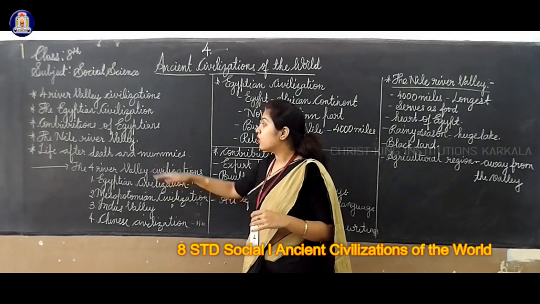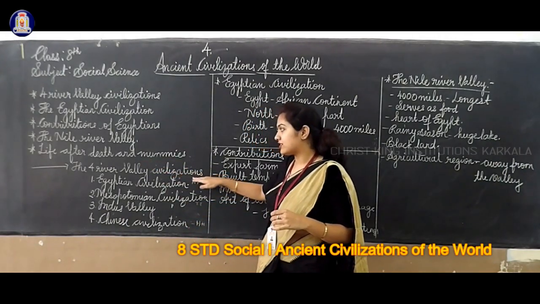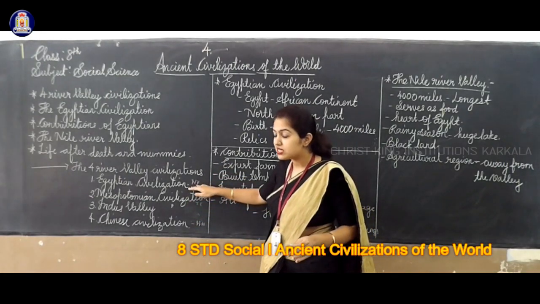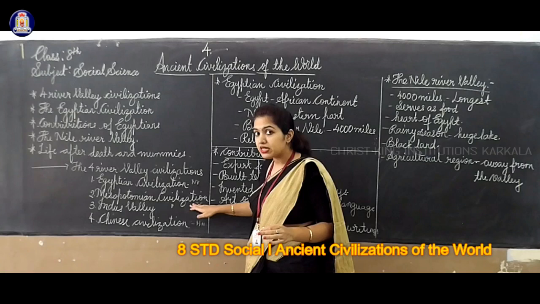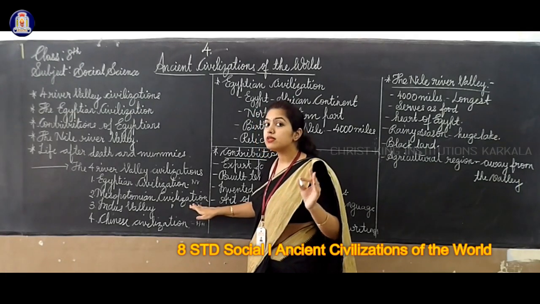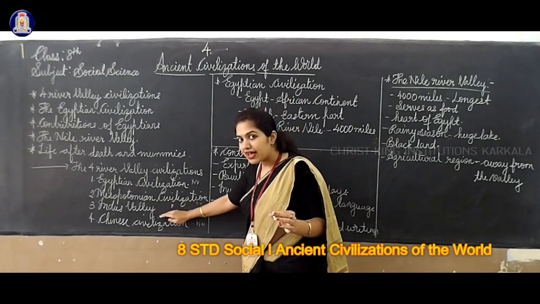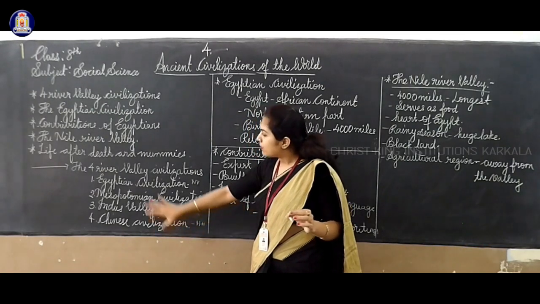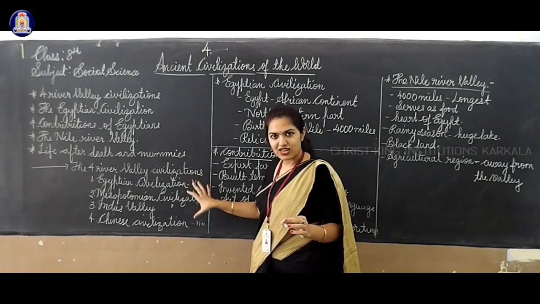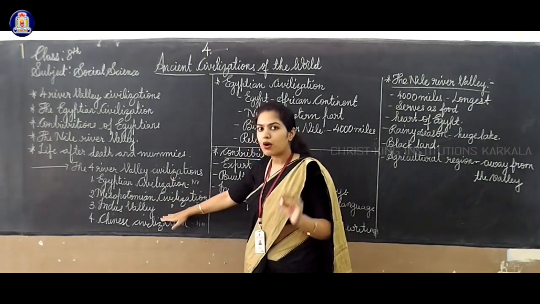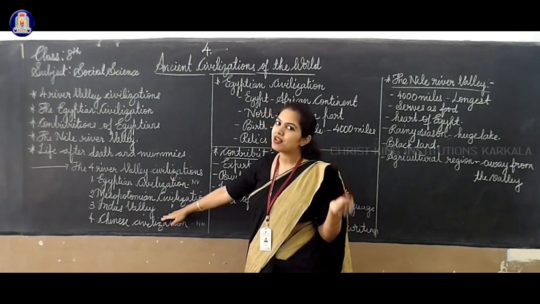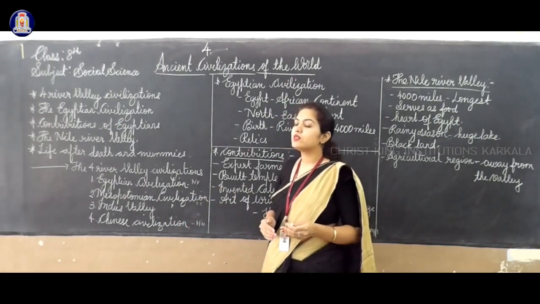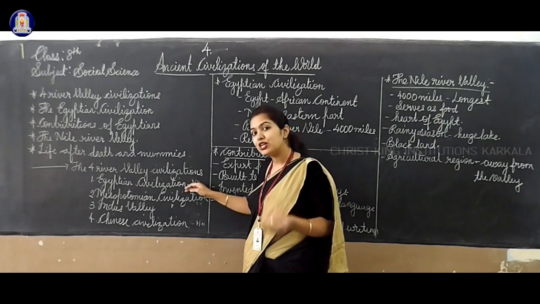So now we will know what the four river valley civilizations are. Those are the Egyptian civilization, the Mesopotamian civilization, the Indus Valley civilization, and the Chinese civilization. Amongst all these four, we have already learned about the Indus Valley civilization in the previous class. So now let's learn which were the rivers which supported these civilizations to come into origin.